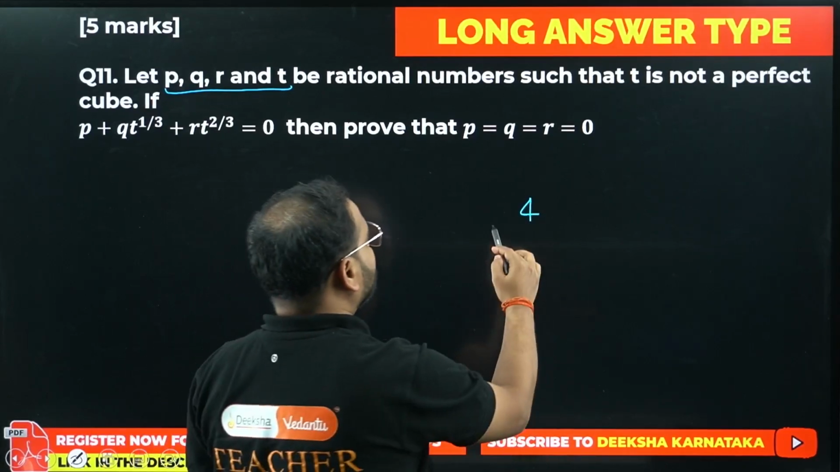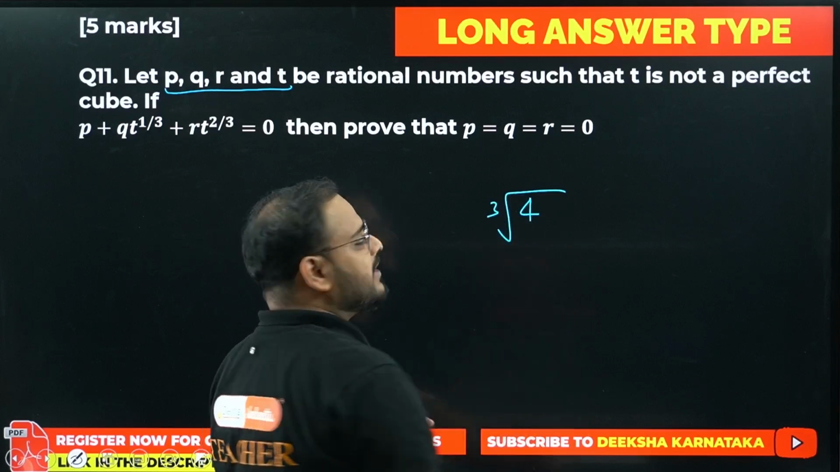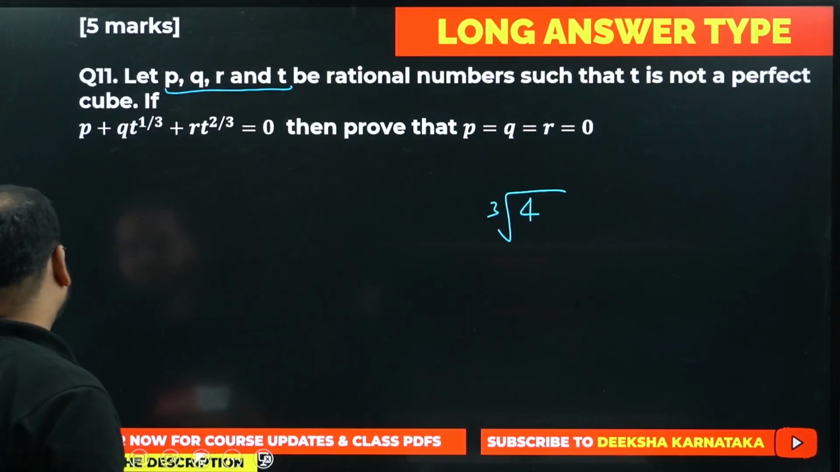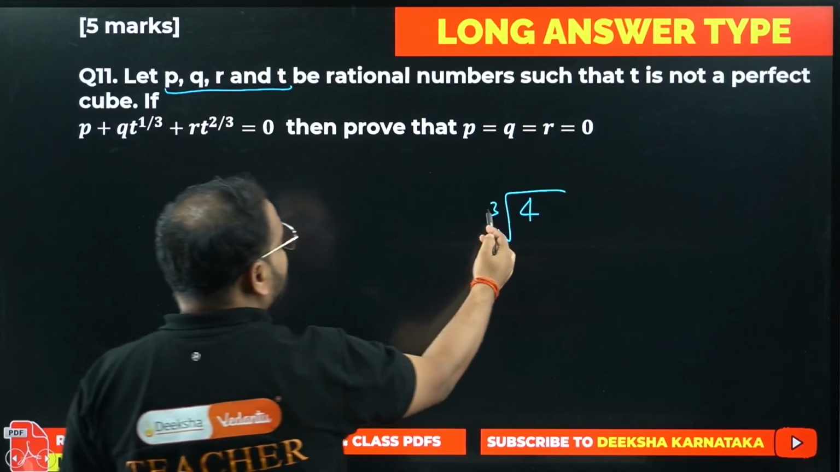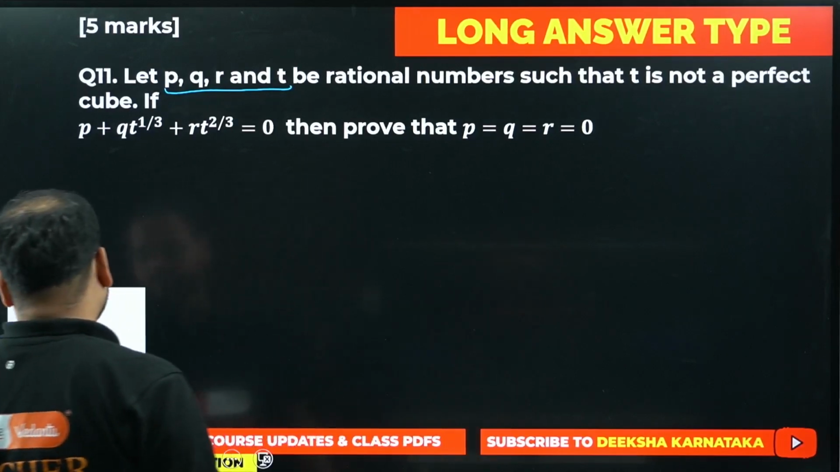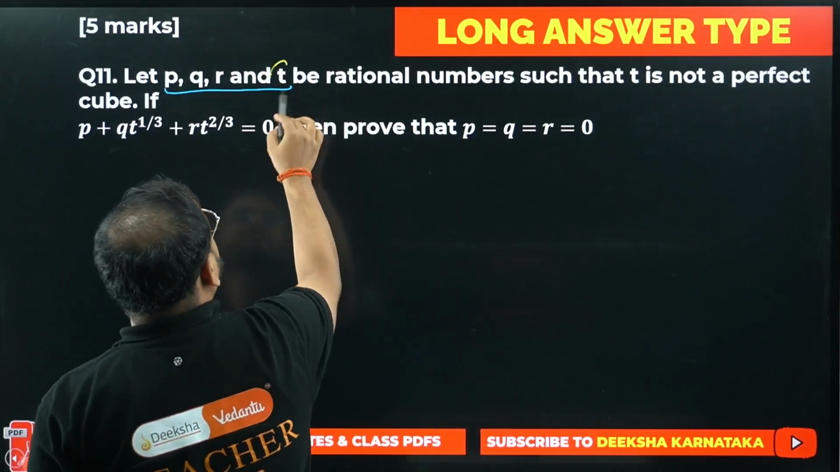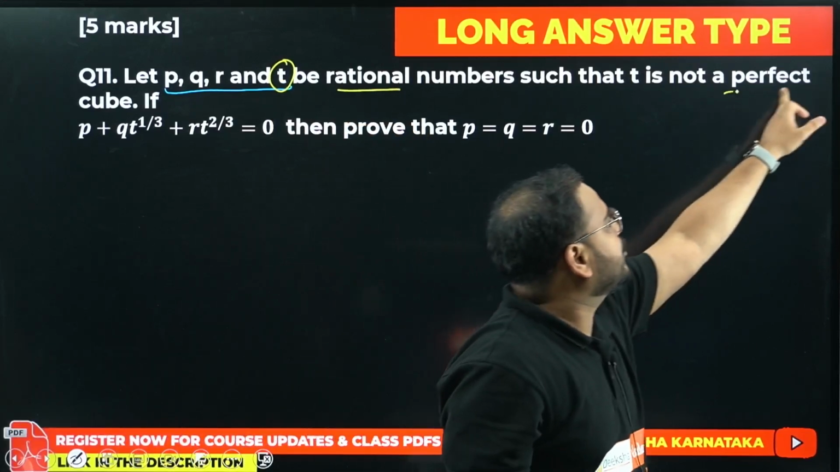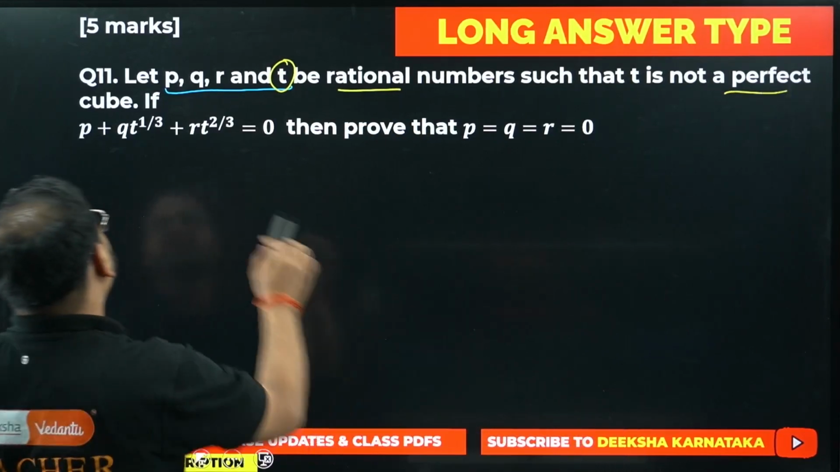No. Then if you do cube root of 4, will it be rational? No sir, it will be irrational number. That's what they have given. They have given that the number T, which is rational, but it is not a perfect cube root. That's what the given statement is.